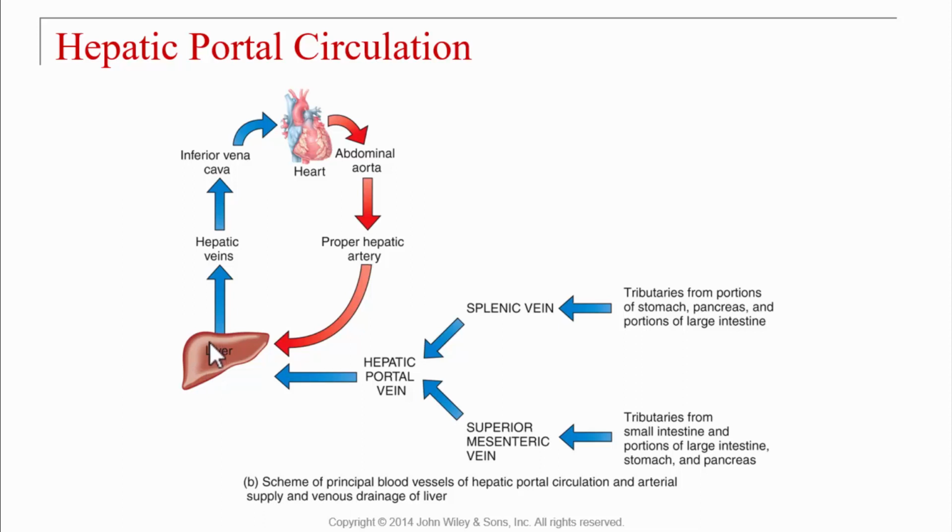Now, the hepatic veins are going to empty then into the inferior vena cava, which goes to the right side of the heart, and goes to the lungs, comes back. Then blood is going to go through the aorta, and then when we reach the abdominal aorta, we have what's called the proper hepatic arteries, and those also go to the liver.